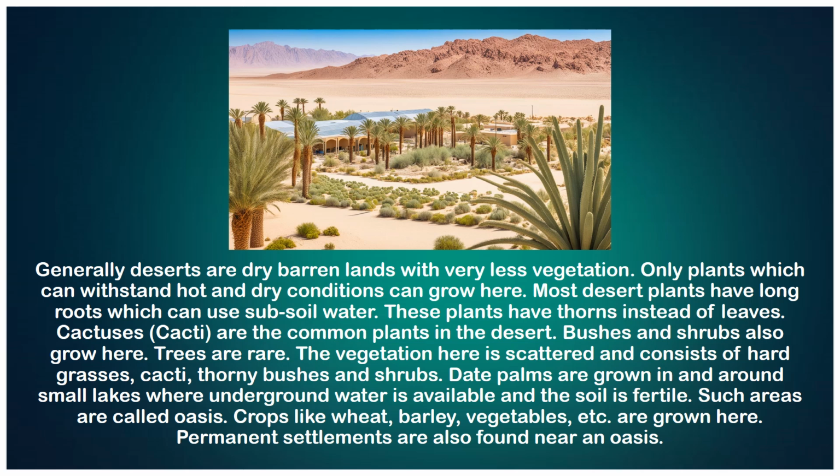Trees are rare. The vegetation here is scattered and consists of hard grasses, cacti, thorny bushes and shrubs. Date palms are grown in and around small lakes where underground water is available and the soil is fertile. Such areas are called oases. Crops like wheat, barley, vegetables, etc. are grown here. Permanent settlements are also found near an oasis.